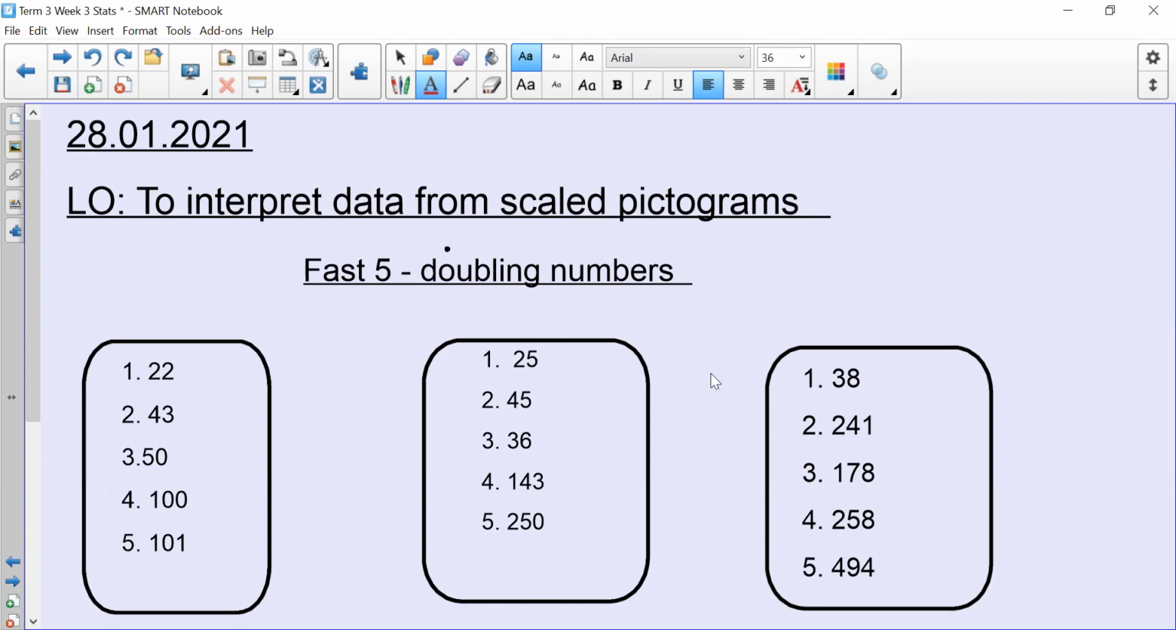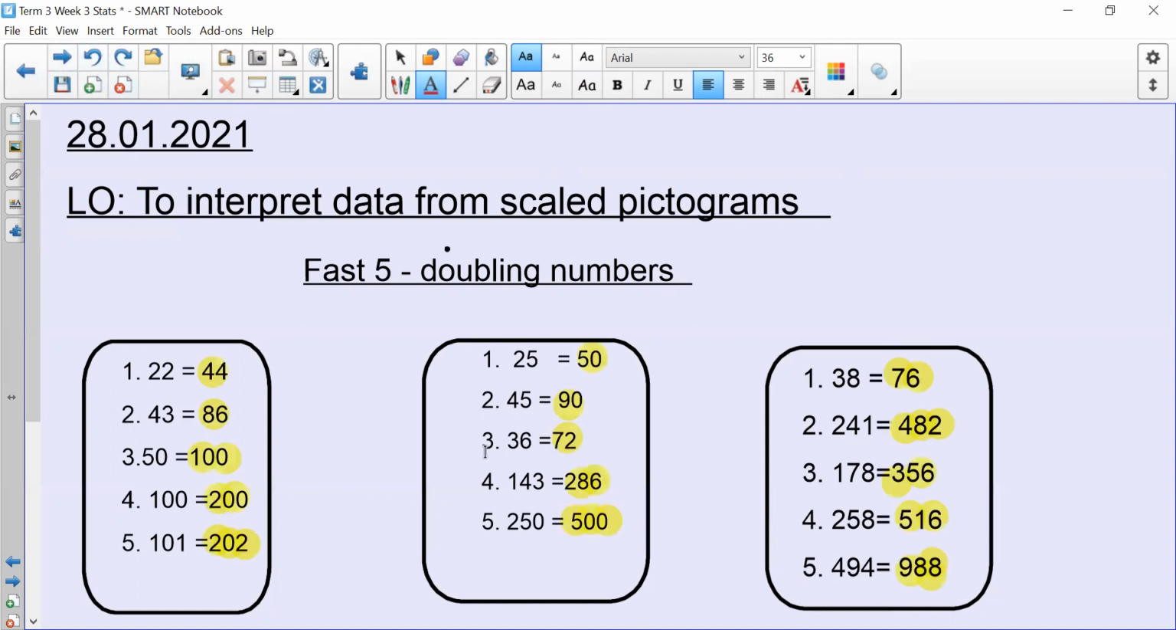So today we are doubling numbers. So pick your challenge, mild, medium, or hot, and you just need to double these numbers and just write the answer, okay? So have a go, pause the video and spend about 5-10 minutes doing that. Okay, and now you can mark yourselves up.